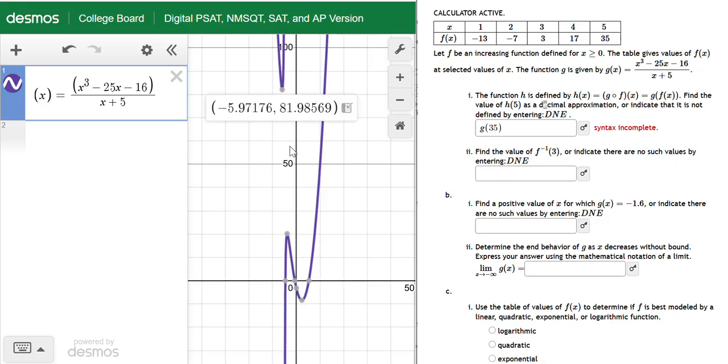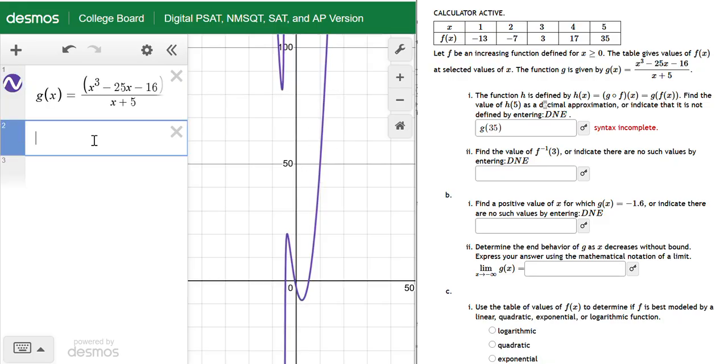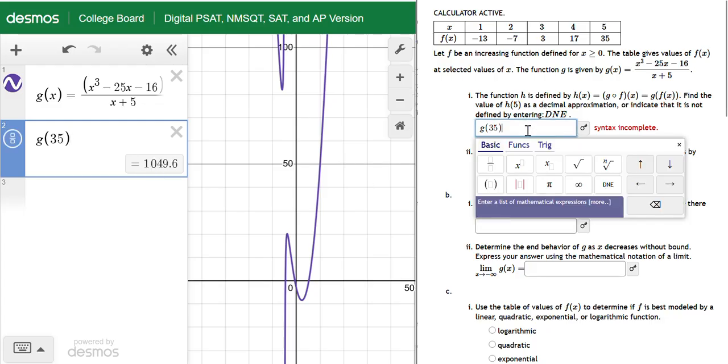So here is our graph for this. The easiest way to evaluate this is to now just evaluate g of 35. I get 1049.6. So I could just enter that number.